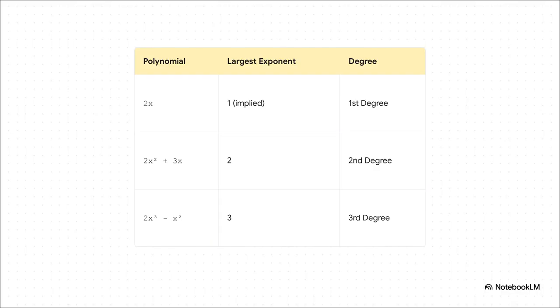So take 2x. You don't see an exponent, but there's an invisible, implied 1 hanging out there with the x. So that's a first-degree polynomial. Now look at 2x squared plus 3x. We see an exponent of 2 and an exponent of 1. What's bigger? The 2, of course. So it's a second-degree polynomial. And finally, in 2x cubed minus x squared, the largest exponent is clearly 3. So it's a third-degree polynomial. You just find the highest number.